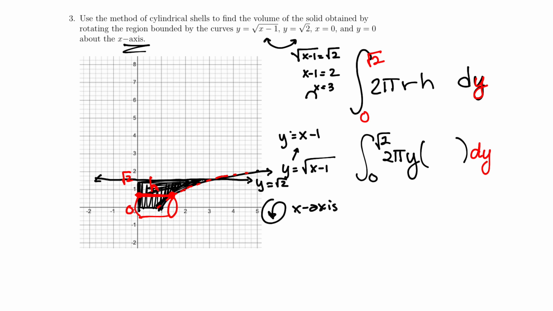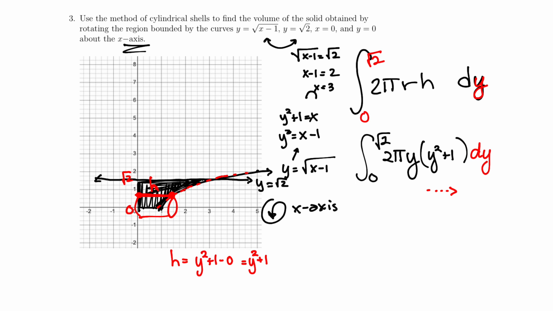So the height is simply y squared plus 1 minus 0, right? Let me write that in there. And then it was a polynomial, right? We would just distribute it out.